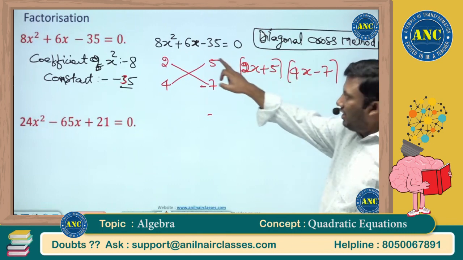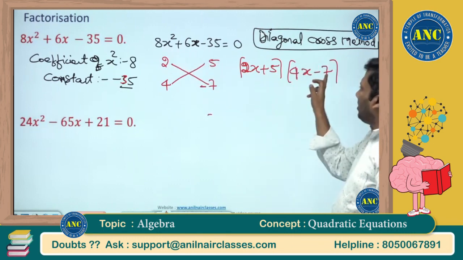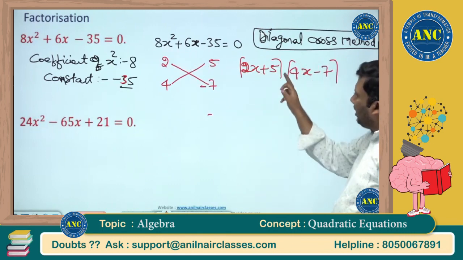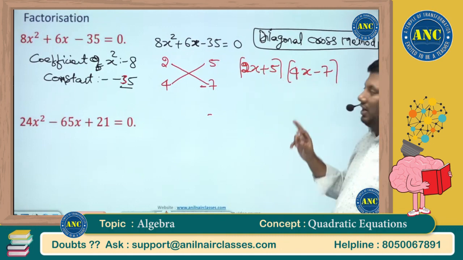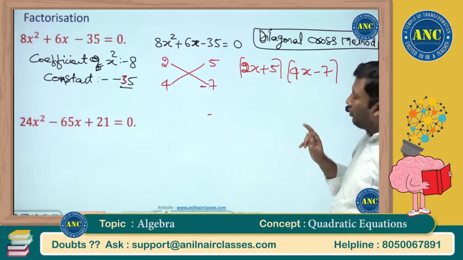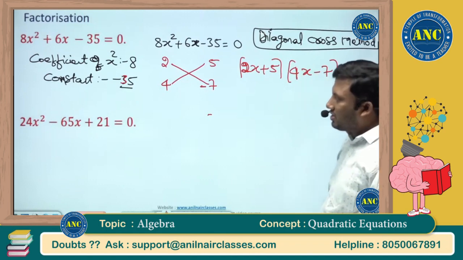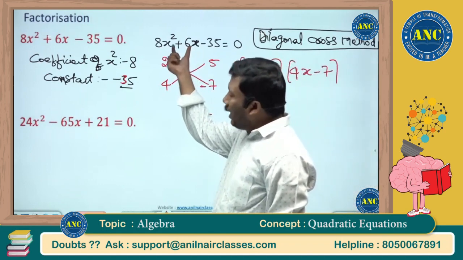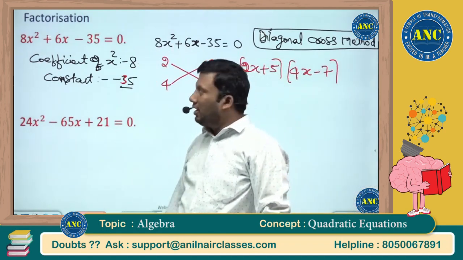2x into 4x is 8x square. 2x into minus 7 is minus 14x. 5 into 4x is 20x. 20x minus 14x is plus 6x, minus 35. So these give 8x square plus 6x minus 35.